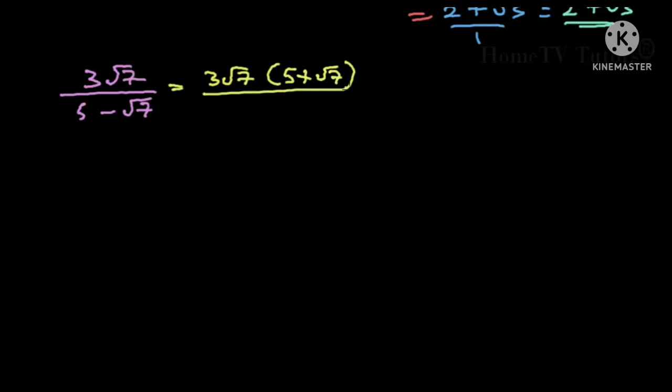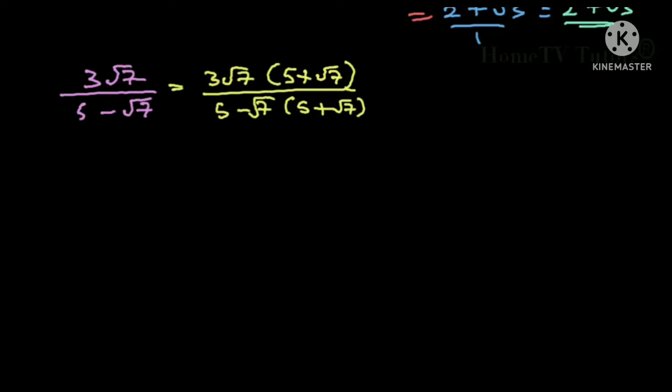Okay, good. So let's solve this example. We have 3 square root 7 over 5 minus square root 7. So this gives us 3 square root 7 to be multiplied by 5 plus square root 7. Okay, then we multiply the denominator by the same 5 plus square root 7. Okay, so we have 5 minus square root 7.